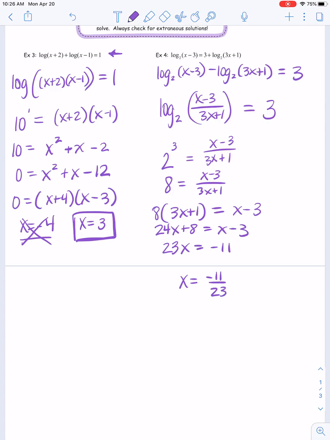I need to check that in my original problem. Well, if I go to my original problem, where x is in the argument, if I plug in a negative x for my argument, negative 11 over 23 minus 3 is going to give me a negative number, which means I would have a negative argument, which means that cannot happen. So because that was my only value of x and it doesn't work, then that means no solution.